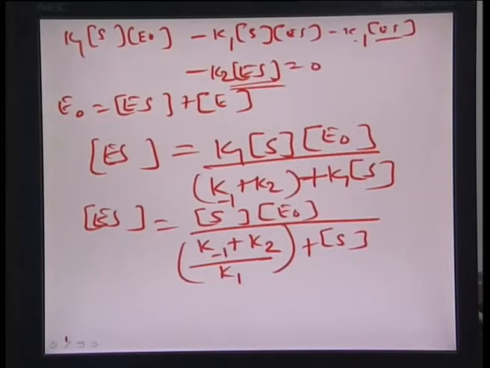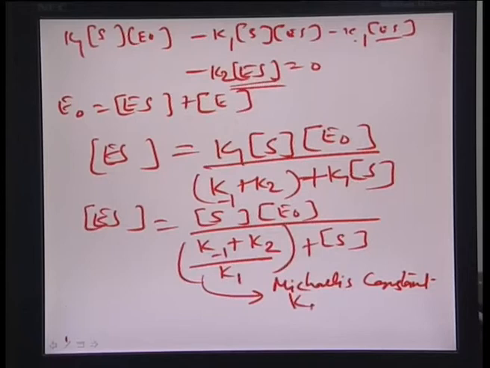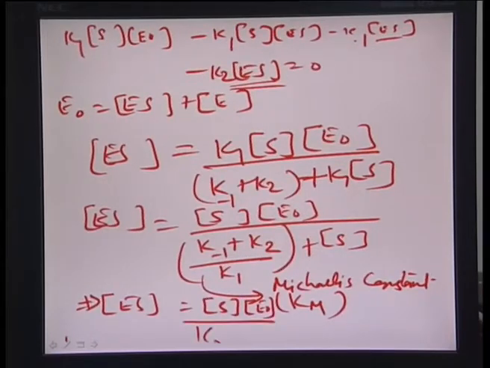Well, this is known as the Michaelis constant, after its inventor essentially. And the set of equations are called the Michaelis-Menten equations. So let us call it Km, the Michaelis constant. In this particular case, we can represent the ES value as concentration S times concentration E0 divided by the Michaelis constant Km plus concentration of S. Let us call this equation 3, all right.